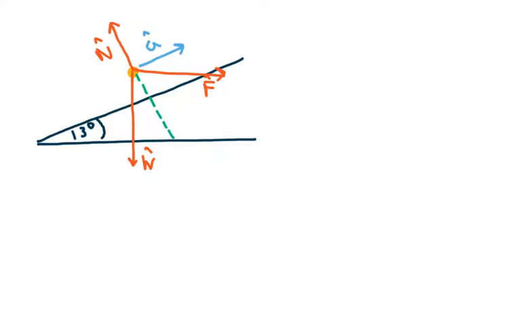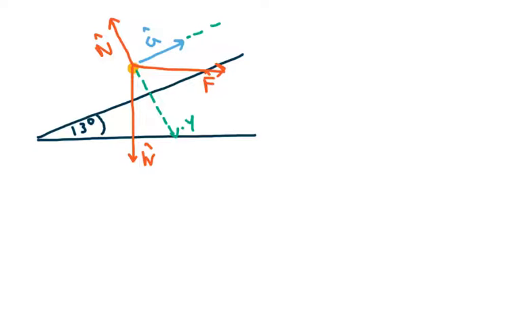here's going to be my y-axis, so that's my negative y, and I'm going to define my positive x-axis to be going up the incline. Okay, so up the incline, that's going to be my positive x, and then down the incline, I'm going to call that my negative x. That's negative x, and then of course, along the normal force, we'll call that positive y.